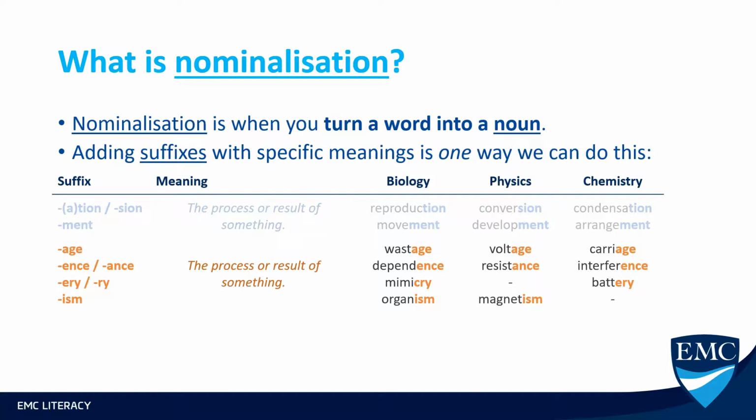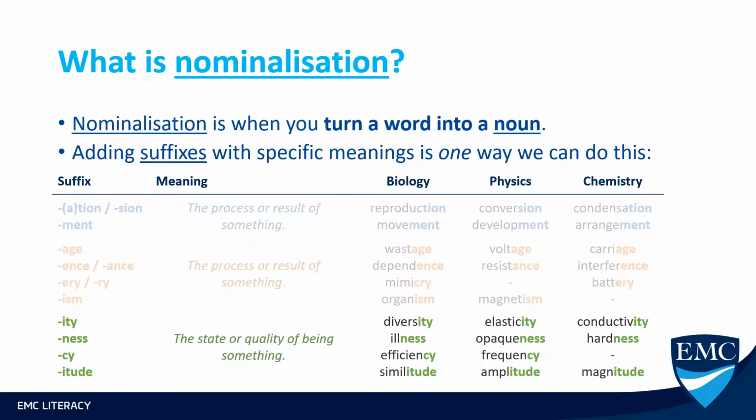Secondly, we have the suffixes -ance, -ence, -ure, and -ism. These mean the same as the last lot, but they all start with vowels. In physics, voltage is the process of electrical pressure. Resistance is the process or result of resisting. Magnetism is the process or result of something being magnetized.